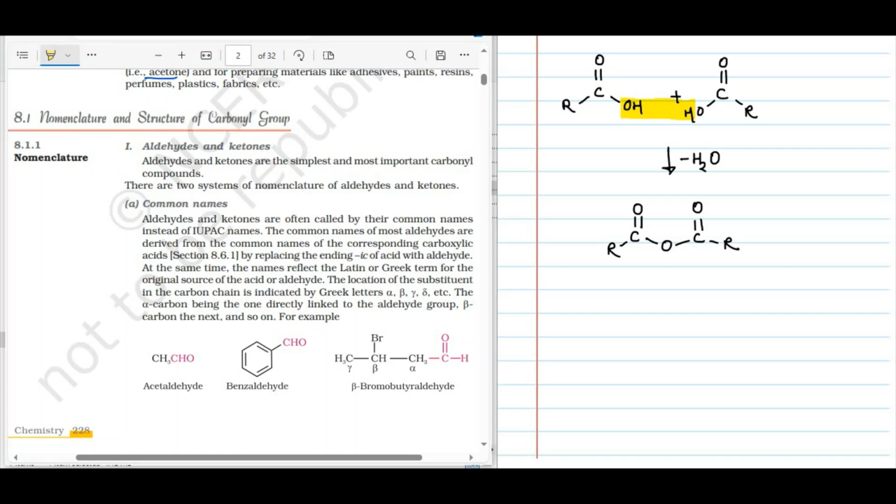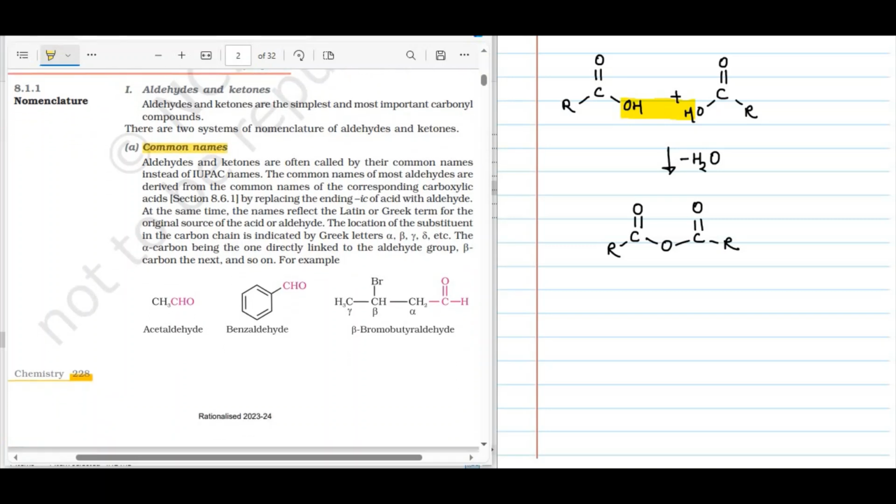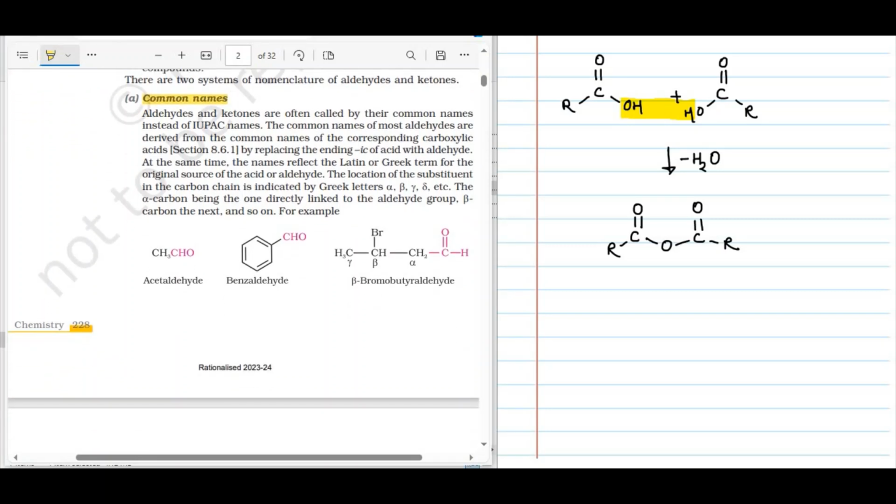Now come to the nomenclature and structure of carbonyl groups. Aldehydes and ketones are the simplest and most important carbonyl compounds. There are two systems of nomenclature of aldehydes and ketones. The first system is the common name system. Aldehydes and ketones are often called by their common names instead of IUPAC names.